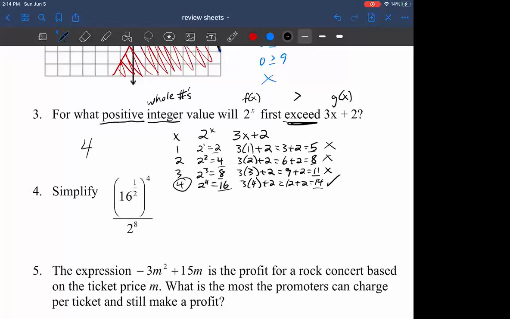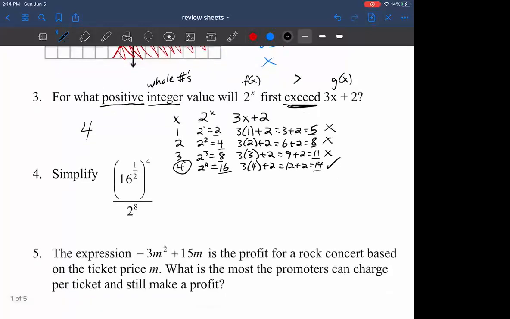All right, number 4. Simplify 16 to the 1/2 raised to the 4th and divide that by 2 to the 8th power. Okay. So let's break this down. First off, anything to the 1/2 power, we can actually try to simplify first by remembering that a 1/2 power is the same thing as a square root. So 16 to 1/2 is just the same thing as the square root of 16, which is equal to 4. So I could replace this whole inside part right here with just a number 4 and say, okay, that's 4 in the parentheses to the 4th power divided by 2 to the 8th.